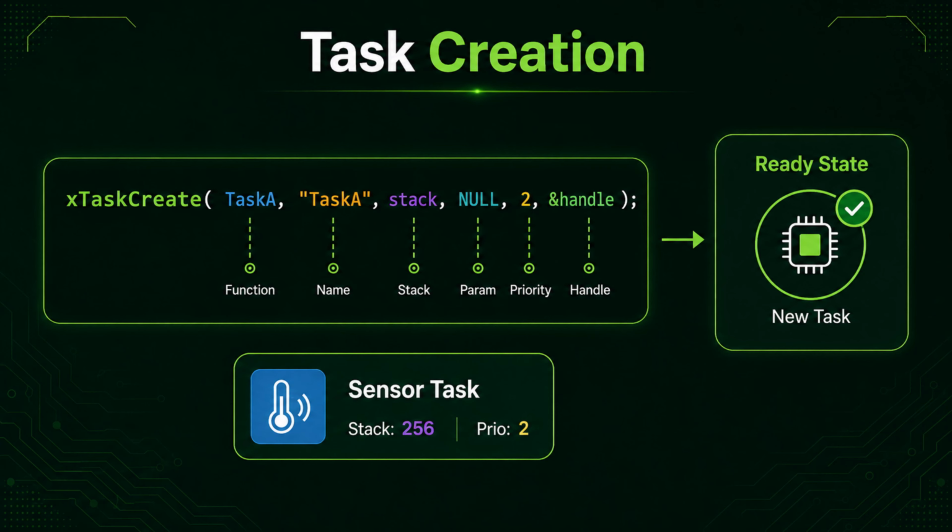In FreeRTOS, stack depth is usually specified in units of StackType_t, not directly in bytes, so the actual memory size depends on the target architecture. The parameter pointer can pass configuration data into the task. Priority controls scheduling, while the task handle allows another part of the program to suspend, resume, delete, or notify the task. After successful creation, the task normally enters the ready state and waits for the scheduler.